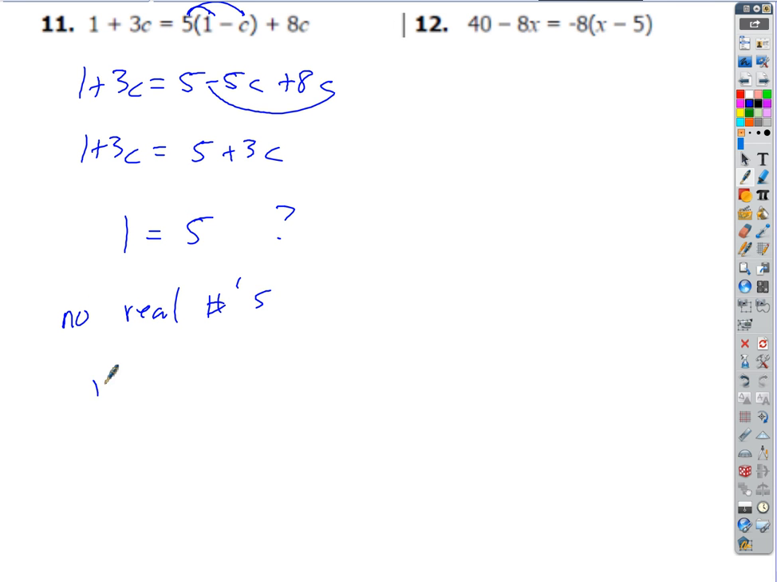No real numbers or no solution. Let's say no solution. Okay? How about this example over here?